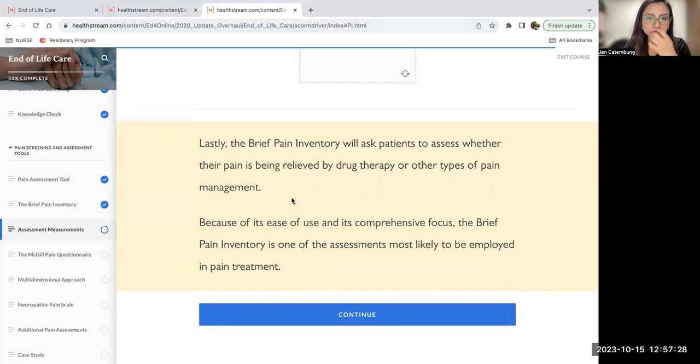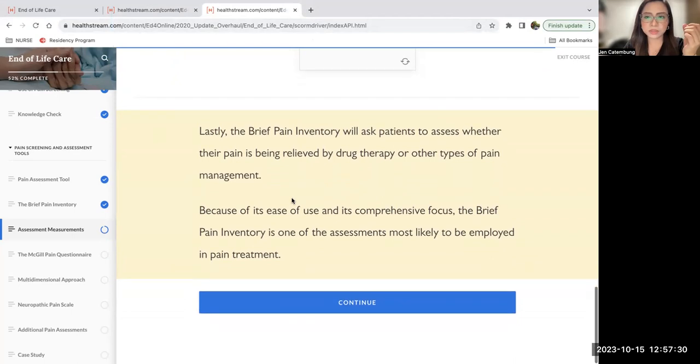So lastly, the brief pain inventory will ask patients to assess whether their pain is being relieved by drug therapy or other types of pain management. Because of its ease of use and its comprehensive focus, the brief pain inventory is one of the assessments most likely to be employed in pain treatment.